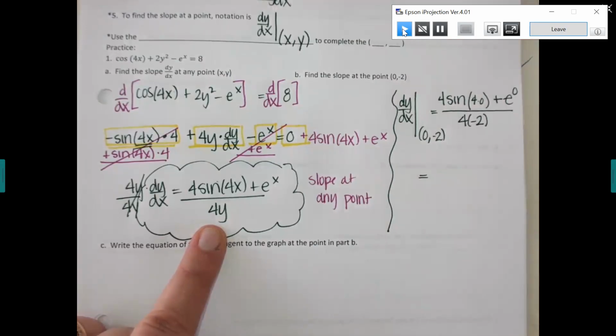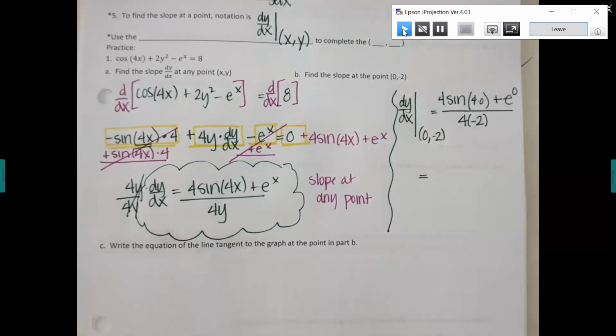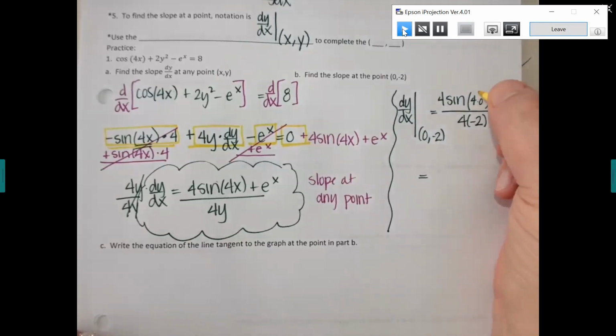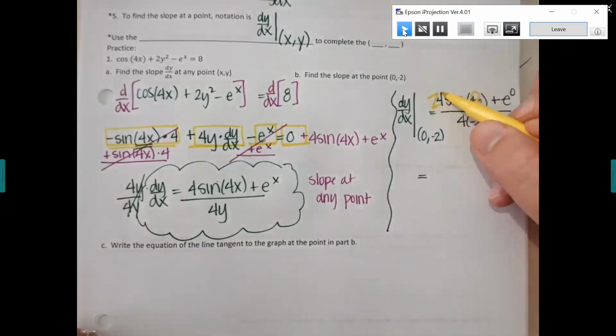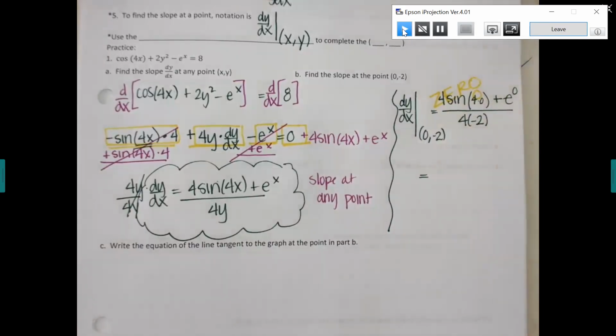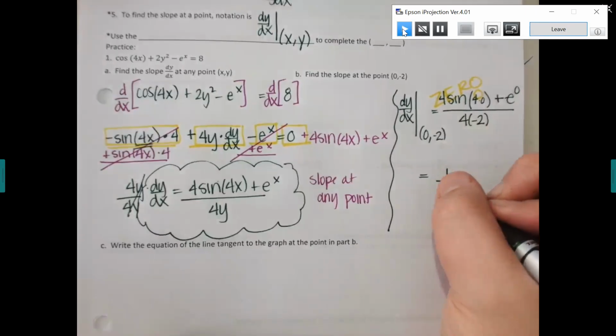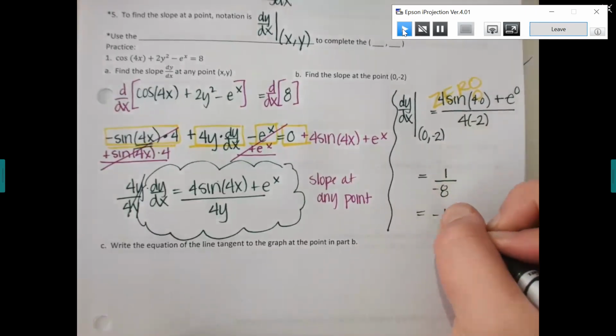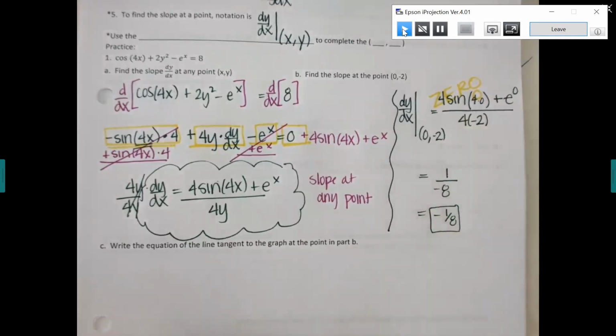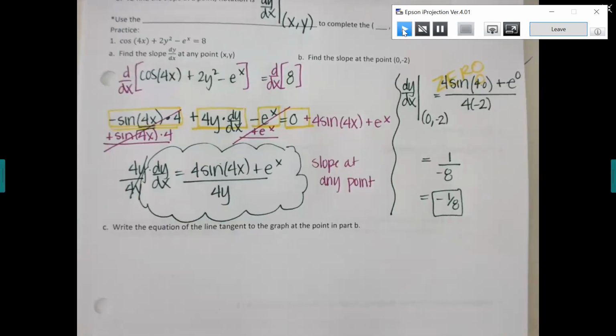What is 4 times 0 in the parentheses here? 0. And can you tell me what is the sine of 0? 0. So that whole term basically goes to 0. Now, will e to the 0 also go to 0? No. What's e to the 0? 1, over, and then on the bottom, what's 4 times -2? -8. That is the same as -1/8. You can put the negative specifically into the bottom, but a negative in the front is just as well, and you're more likely to see it like that.